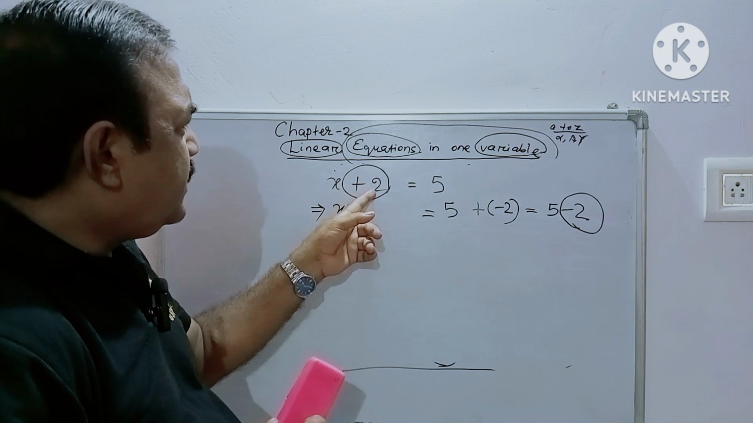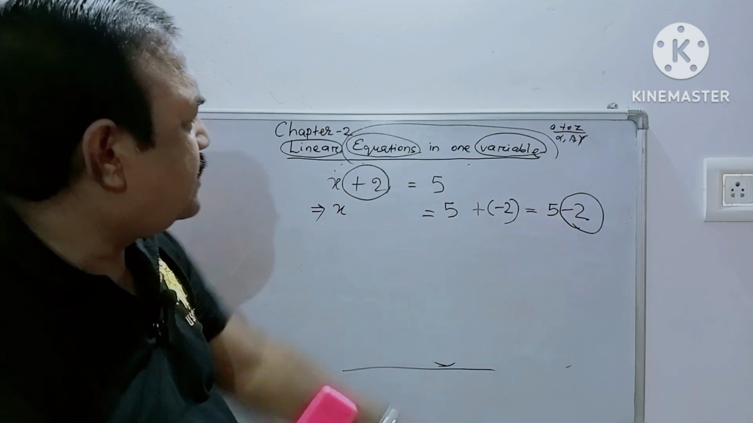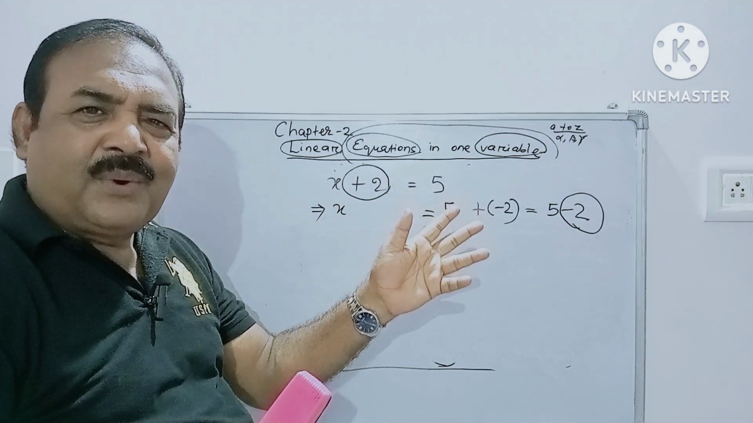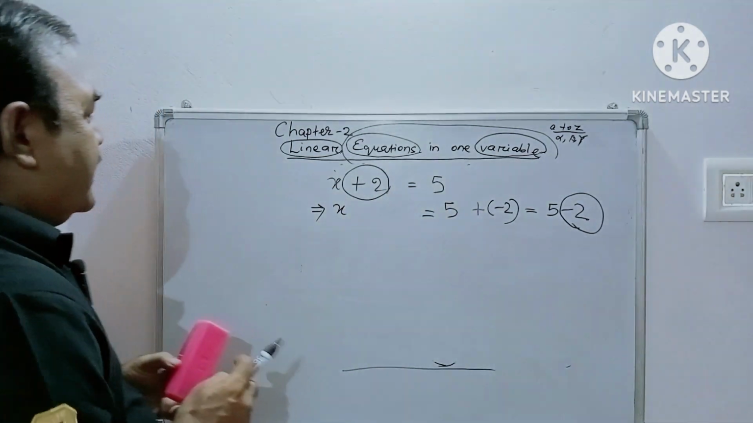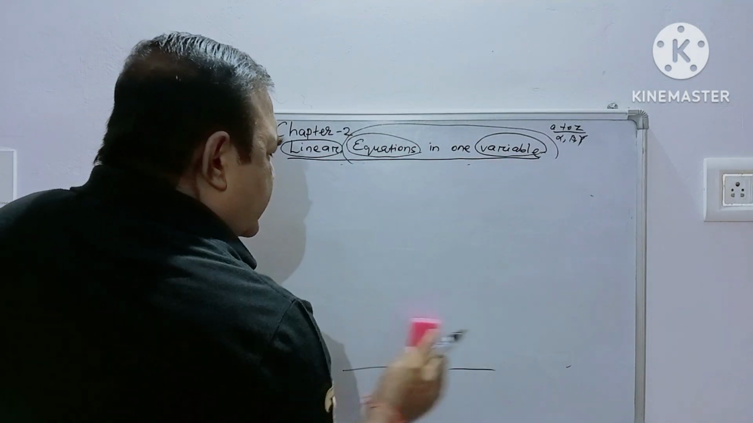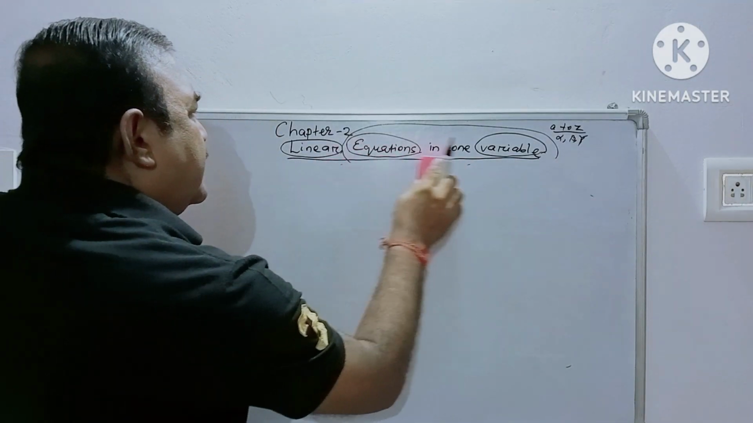So plus 2 here, it appeared as minus 2 here. So we can transpose easily like this. Okay? So using the transposing method, that is the systematic method, we could solve.